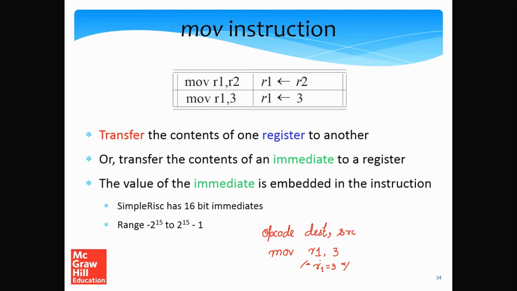Also, we can have a statement x equals y. So in this case, this is same as move R1, R2, where the contents of R2 are moved to R1. So the value of the immediate in this case is actually embedded inside the instruction. So simple RISC supports 16-bit immediates, and this is a 2's complement number, and the range of an immediate is from minus 2 raised to the power 15 to 2 to the power 15 minus 1. So this is the standard 2's complement range for a 16-bit number.